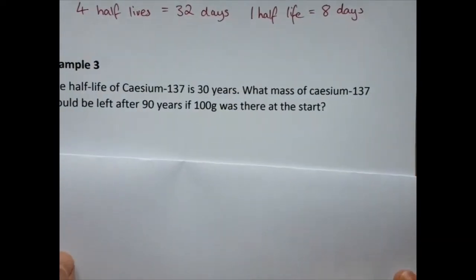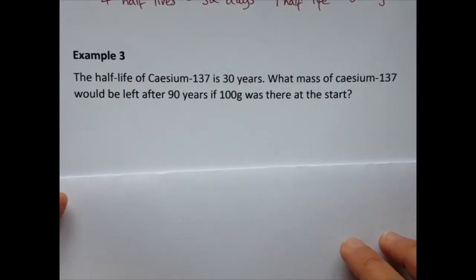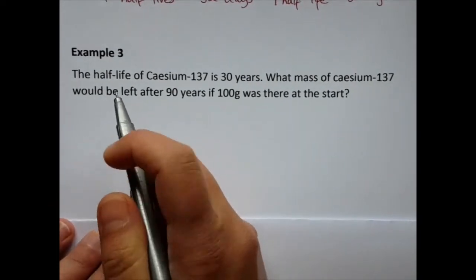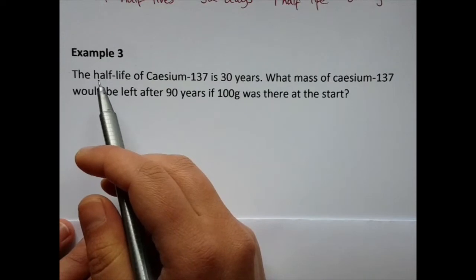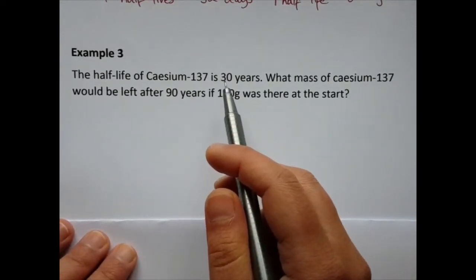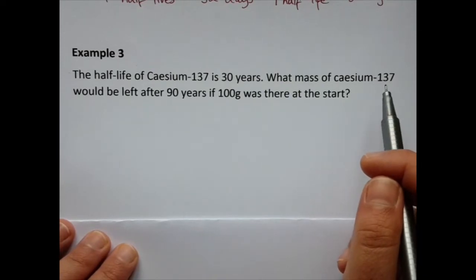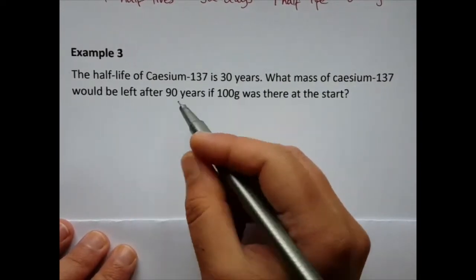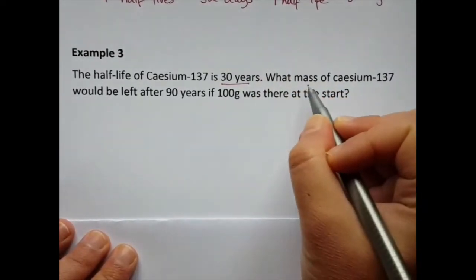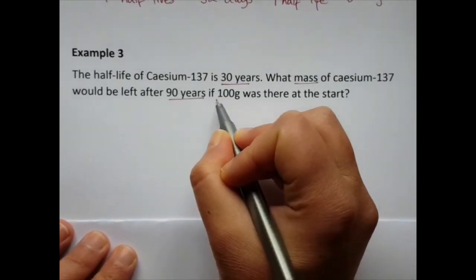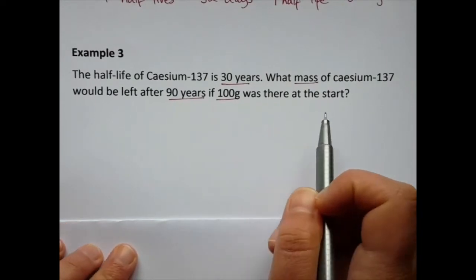So we're going to look at another example now. Again, it's going to be slightly different, but we're going to work it out in the same way as the previous examples. So this example says the half-life of cesium-137 is 30 years. What mass of cesium-137 would be left after 90 years? So the half-life is 30 years, and we're asked for what mass is left after 90 years if 100 grams was there at the start.